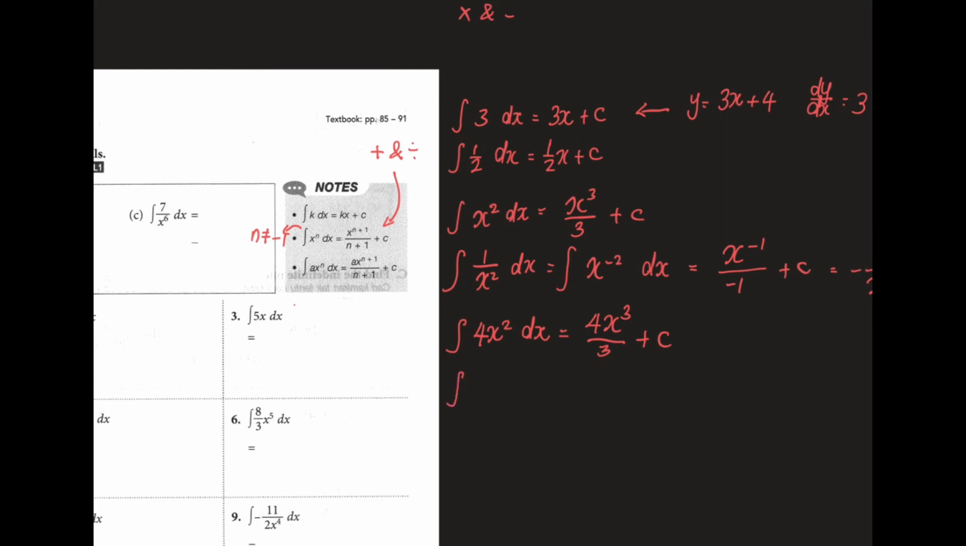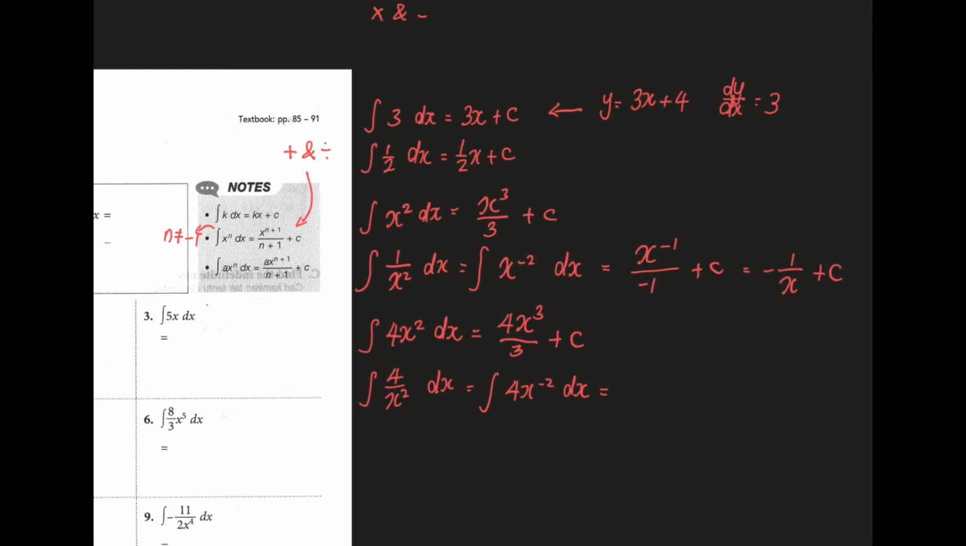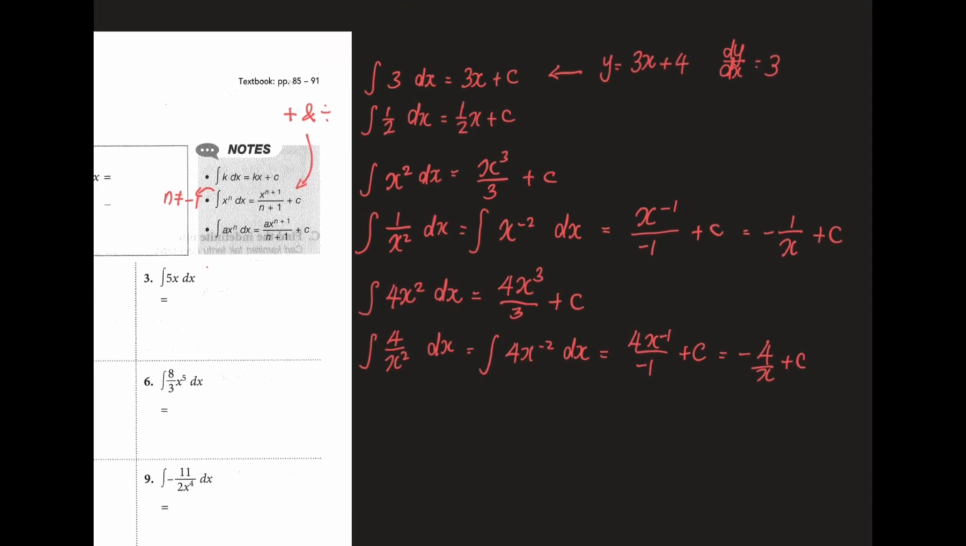Okay, and then another example, let's say if I have 4 over x squared, and then what should we do? Bring up the x squared and it becomes 4x to the power of minus 2. You see I'm still writing the integral sign because I haven't started integrating. Now it is ready, I can start integrating. 4x to the power of minus 1 over minus 1 plus c, simplify, minus 4 over x plus c.